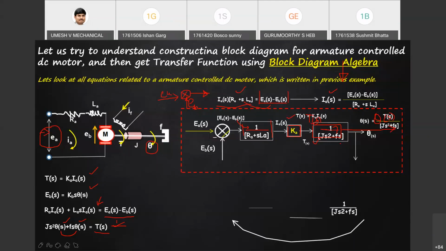Now this theta of S signal is to be joined to EB of S. How can you do that? Directly join like this. Is EB of S equal to theta of S? Then there is no problem. What is the relation between back EMF and theta of S?